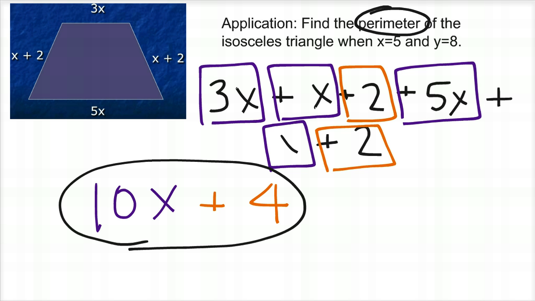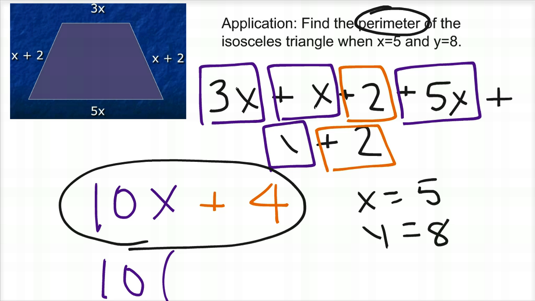But remember the question asked, find the perimeter when x equals 5 and y equals 8. So here they have defined the value for x and y. So now our job is to use substitution to solve for the perimeter. So 10 times 5, remember wherever I see an x, I'm going to put a 5. So 10 times 5 plus 4.